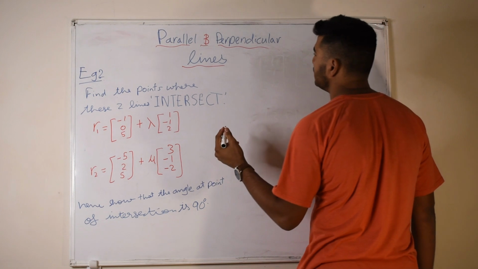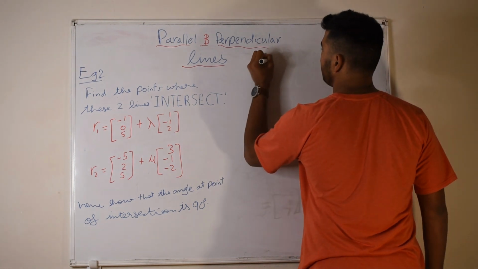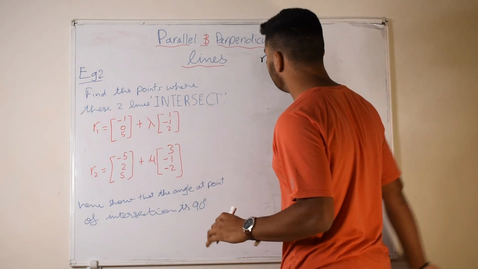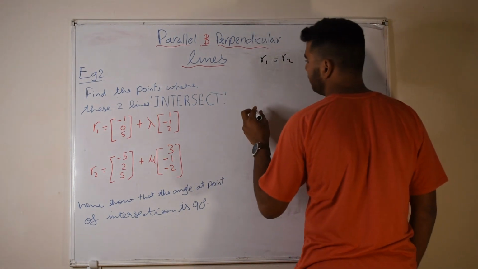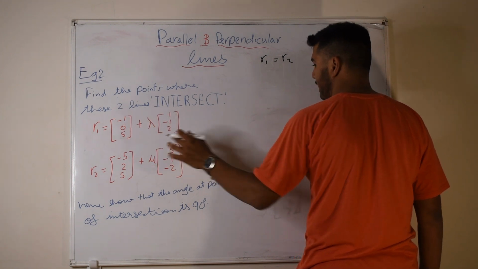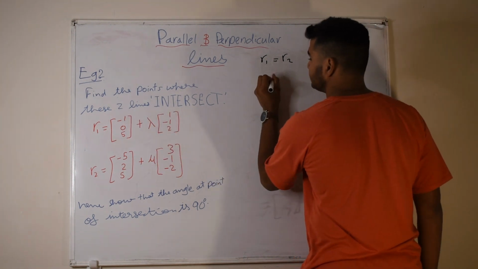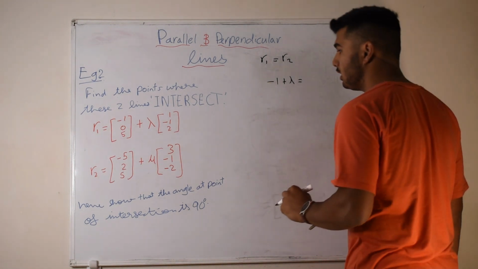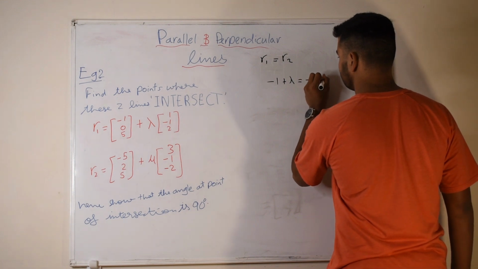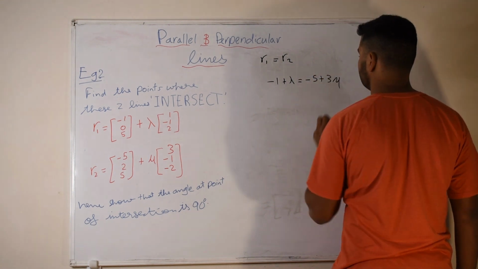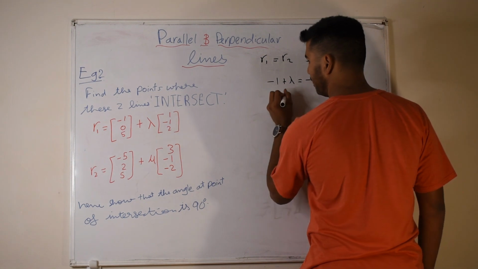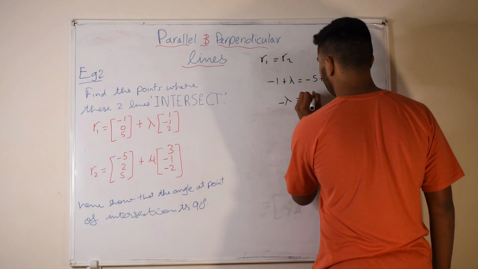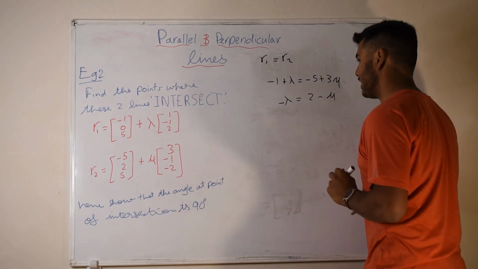At point of intersection, we know R1 is going to equal R2, because that's when the two lines are going to meet. In order to solve that, we're going to take their separate parametric equations, minus 1 plus lambda, and make them equal to each other, equals minus 5 plus 3 mu. And then the second one is just negative lambda equals 2 minus mu in this case.